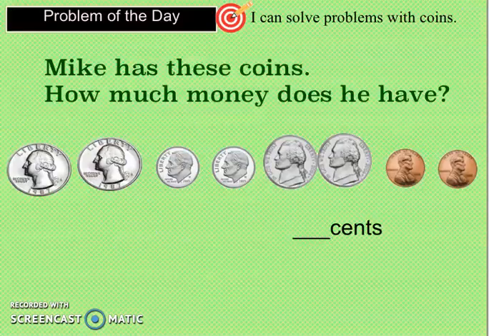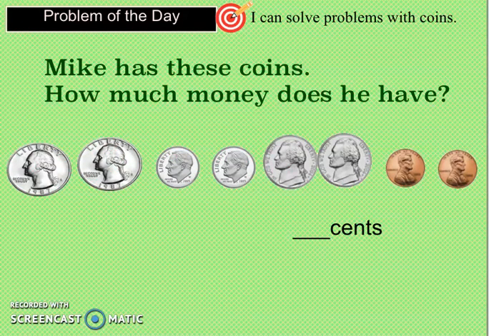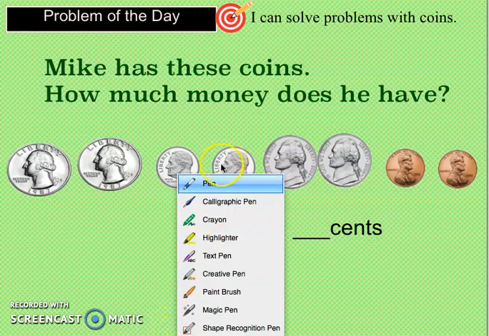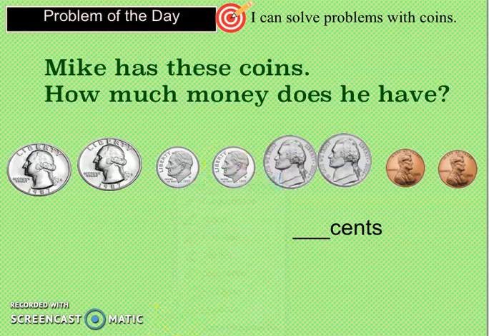Before we do that, let's do our problem of the day. We have here Mike has these coins. How much money does he have? Well, they put our coins in order for us, so all we need to do now is try to add them together to figure out their value and how much our coins are worth altogether. So he has here 2 quarters, 2 dimes, 2 nickels, and 2 pennies, two of everything.